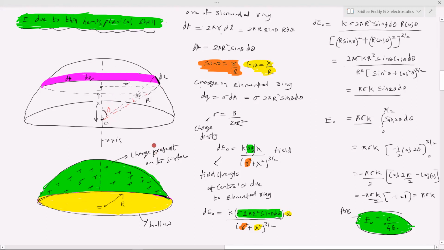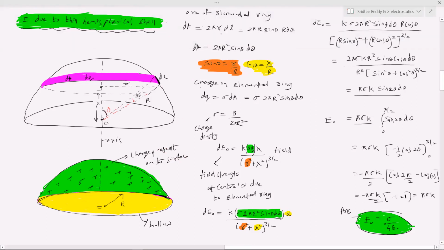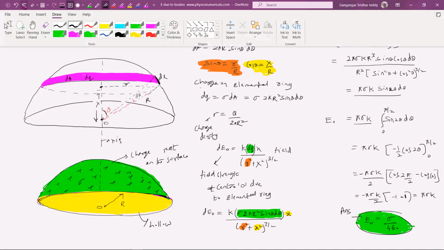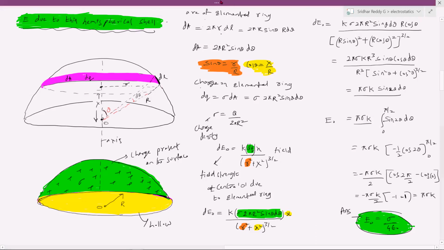Only on the surface. Charge is present on the surface, not throughout the volume. Charge is present only on the surface. Let me write it, because once you get an idea of what the hemispherical shell is, it will be much easier. The mathematics will help us a lot. Charge present on the surface.